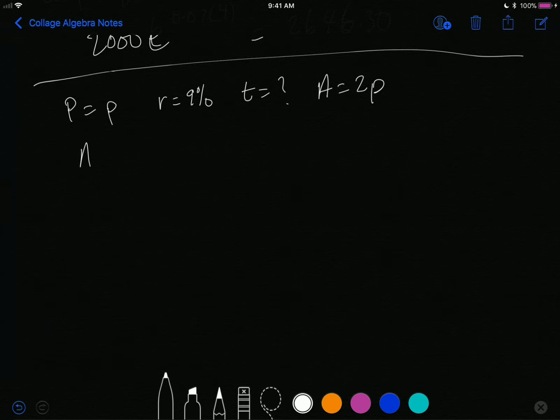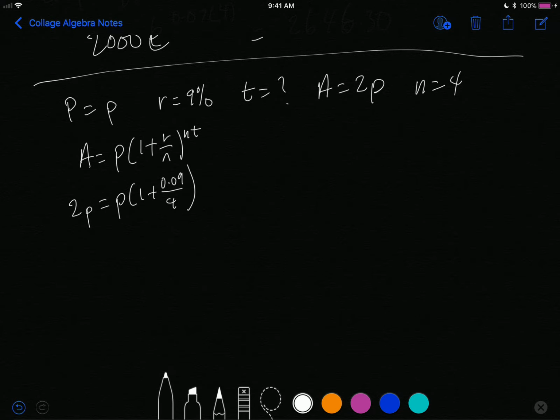The overall formula is A is equal to P times 1 plus R. Oh, that's compounded quarterly, sorry. So N is equal to 4. 1 plus R over N raised to the NT. And so in this case, this is going to be 2P is equal to P times 1 plus 0.09 divided by 4 raised to the 4t.